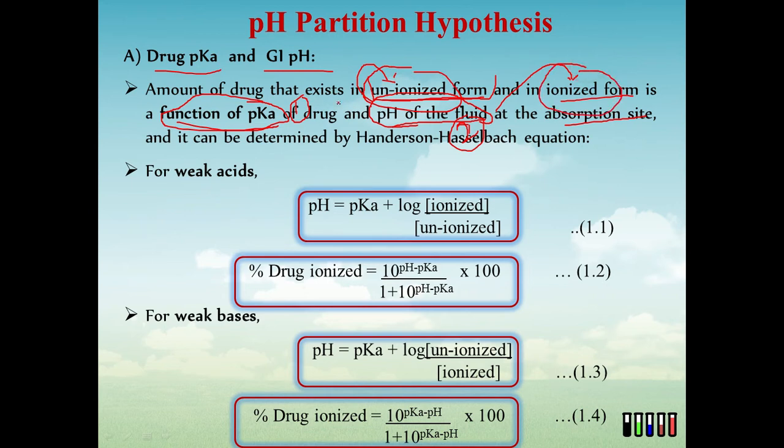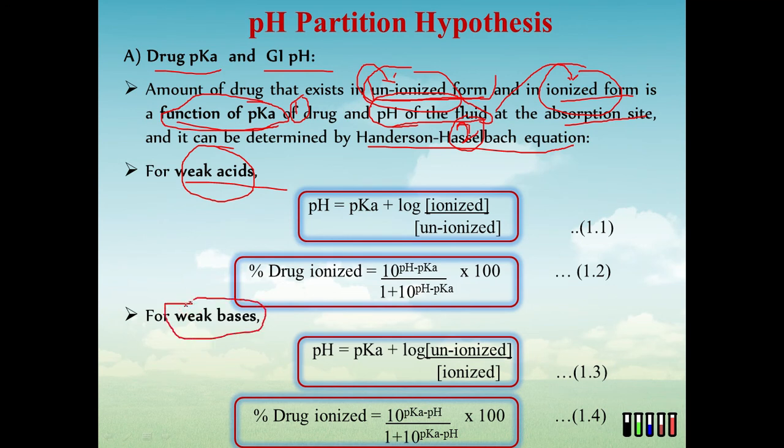And how can we determine this? We can determine this by using the Henderson-Hasselbalch equation. Now what is the Henderson-Hasselbalch equation for a weak acid? All of you know that pH is equal to pKa plus log of concentration of ionized form divided by concentration of unionized form of drug. Then the percentage of ionized drug we can calculate by 10 raised to (pH minus pKa) divided by 1 plus 10 raised to (pH minus pKa), into 100. This equation is for weak acids.